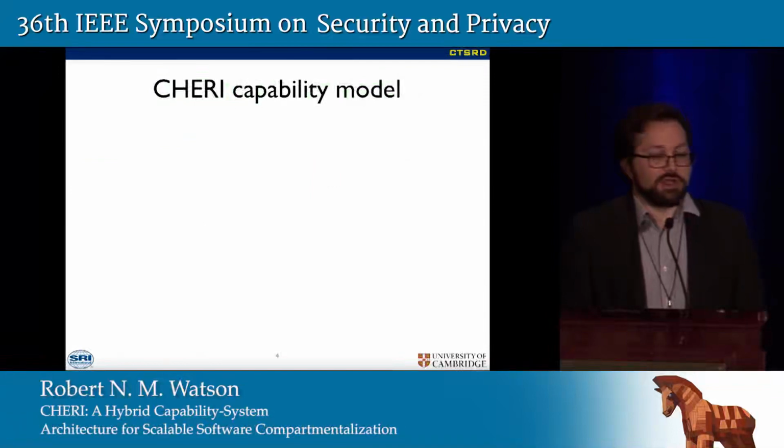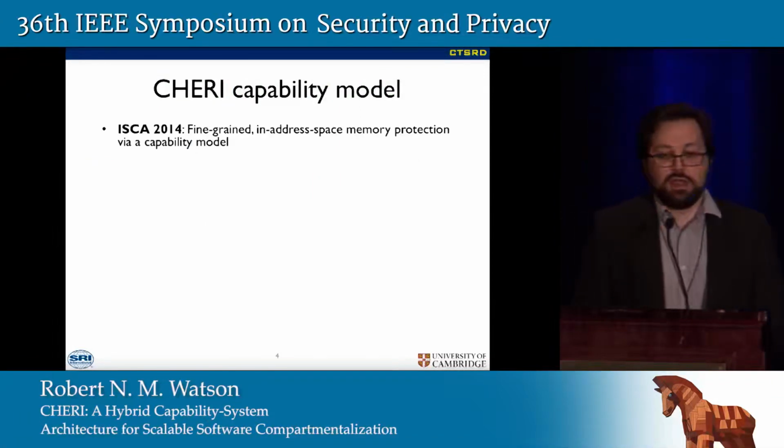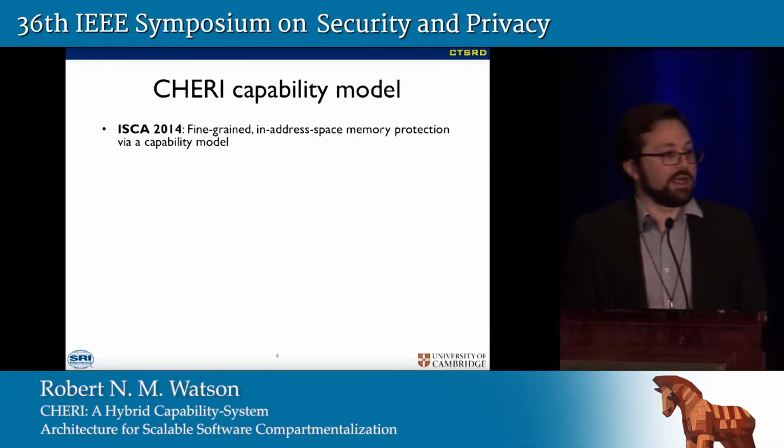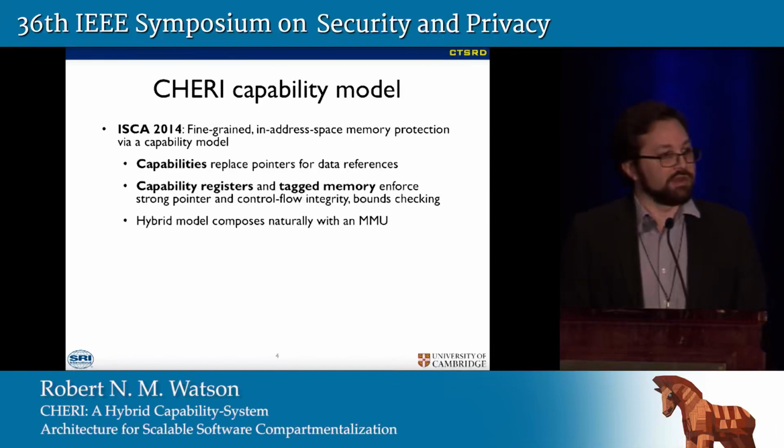So over the last couple of years, we've published a number of papers on the CHERI capability model. In 2014, we published a paper at ISCA on a fine-grained in-address space memory protection model based on the idea of capabilities. You may remember that a capability is a token of authority. It grants and delegates rights, and if you don't have the capability, you can't construct it. So what we did was we implemented within address spaces the ability to use capabilities instead of pointers to reference data.